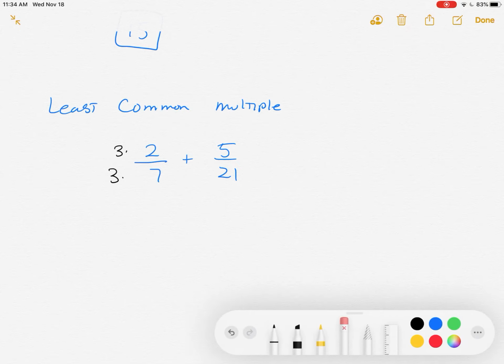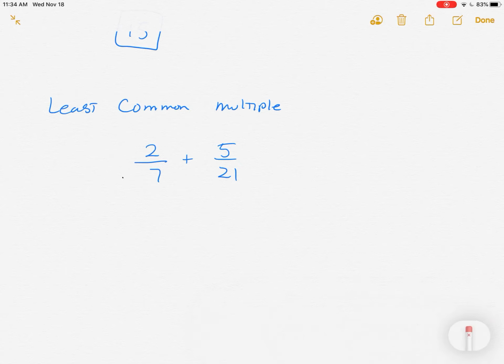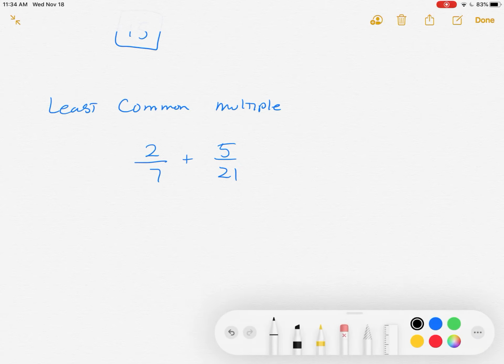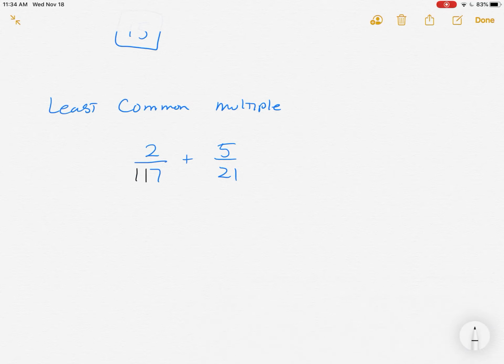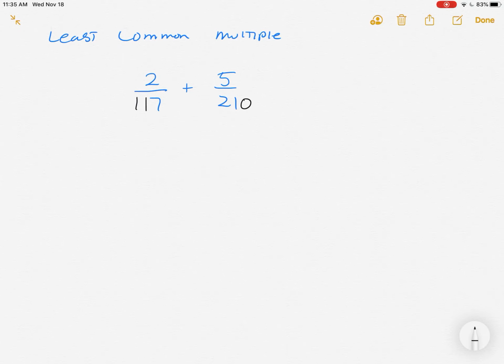It would be a lot harder if the question was different. If the question started out as 2 over 117 and 5 over 210. Finding the number that both 117 and 210 go into is a little bit more difficult, but we can get at it. Let's find it actually. So if we want to know the least common multiple, if we want to know the common denominator of that, we would go through a process. And there's a process using the prime factorization that's very smooth.